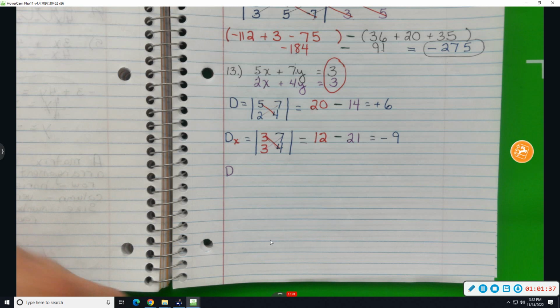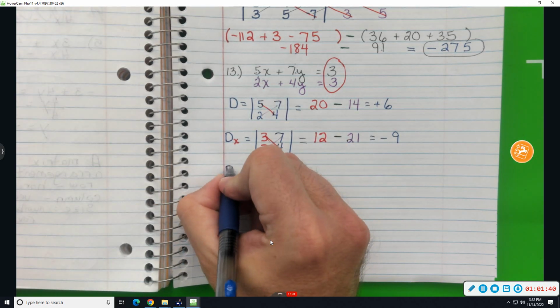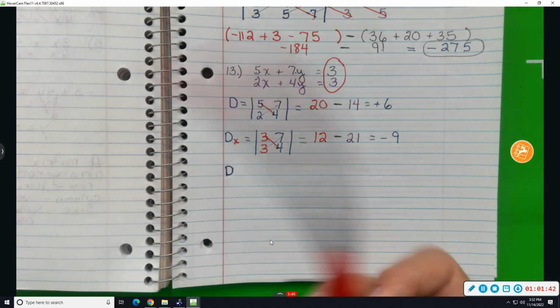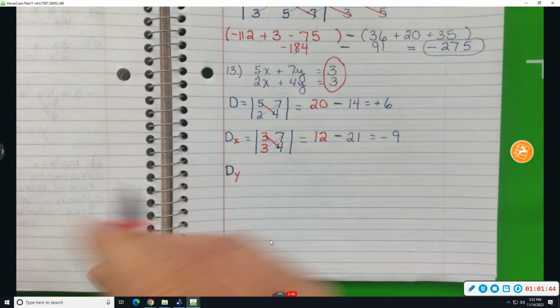Now, one more determinant, D with a subscript of Y.